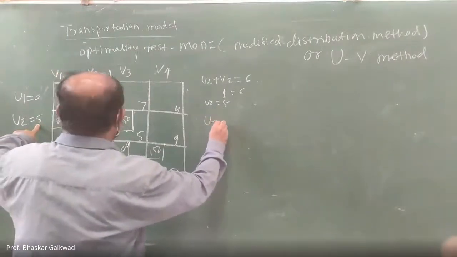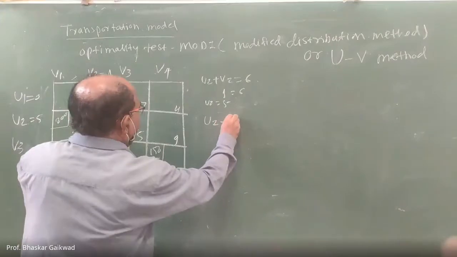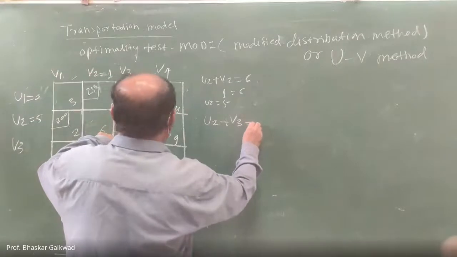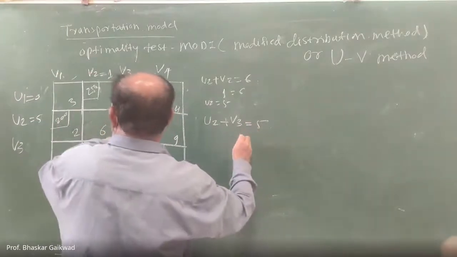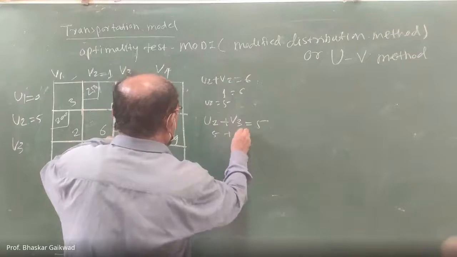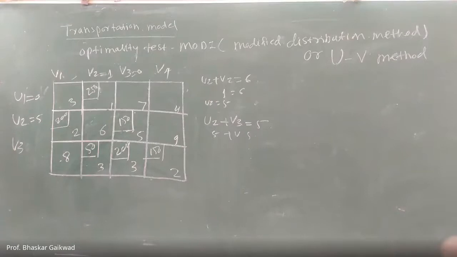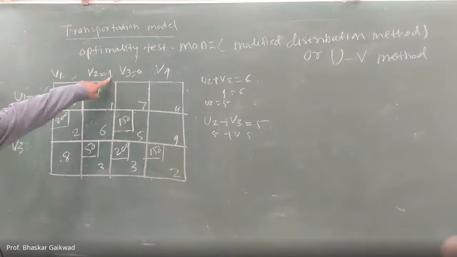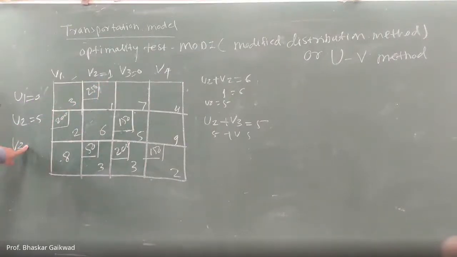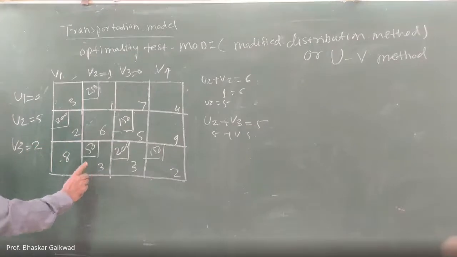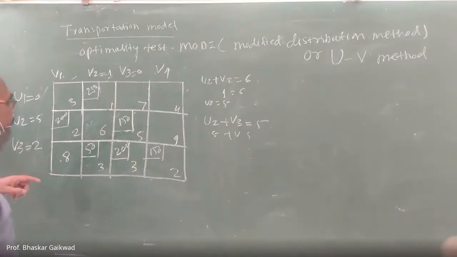V2 plus V3, V2 plus V3 is equal to 5. So what is here? V2 this is 5 plus V3. Here it is 0. Then you come to here. This is 1 plus this. So here it is 2. 1 plus 2 is equal to 3. Okay.